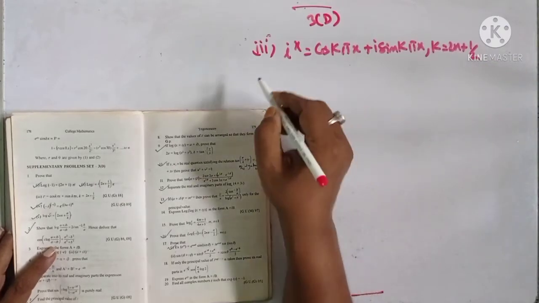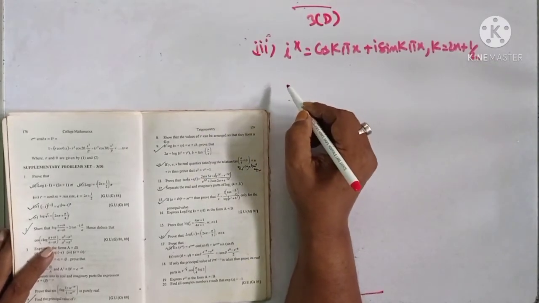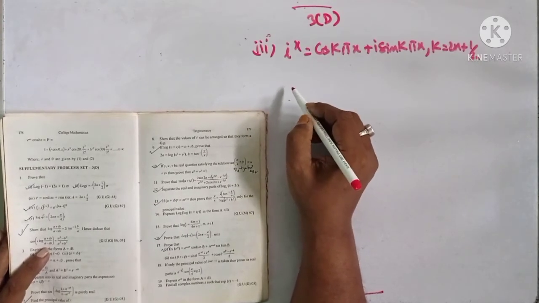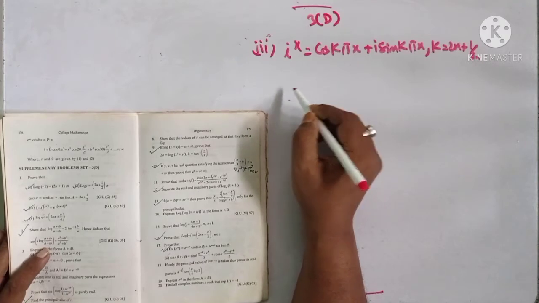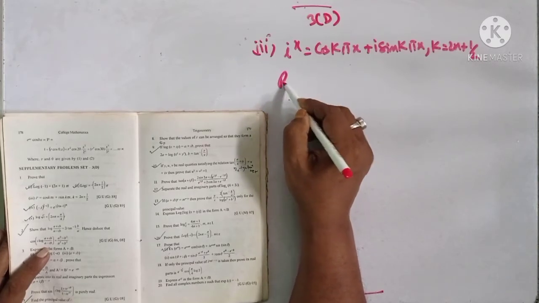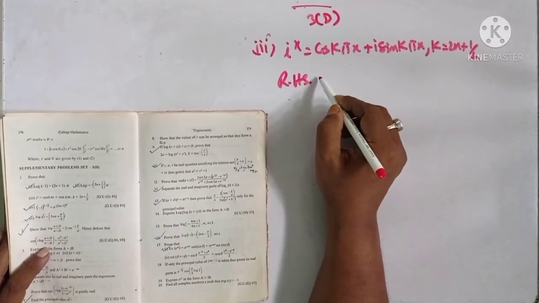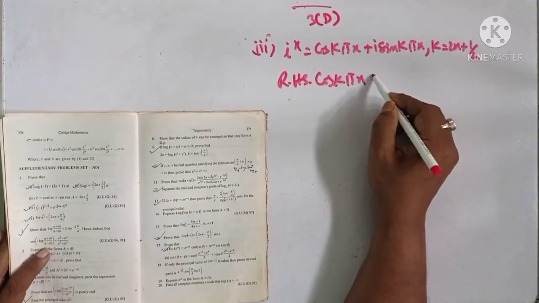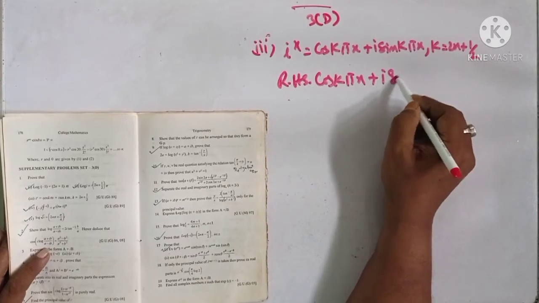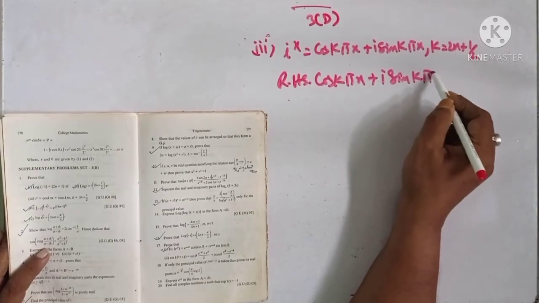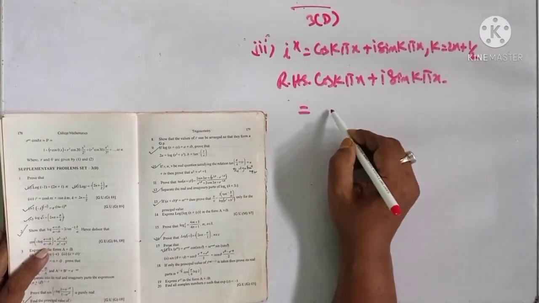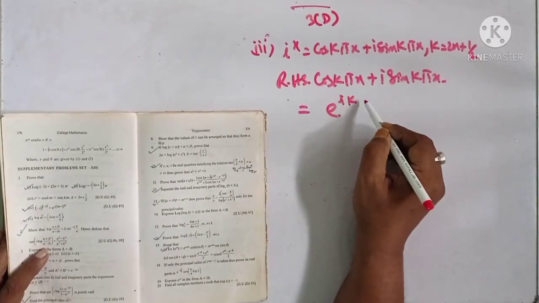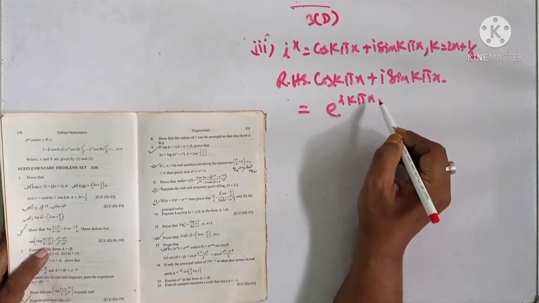So here I am going to start from the right hand side, that is cos k pi x plus i sin k pi x. This can be written as e to the power of i k pi x. This can be written as this.